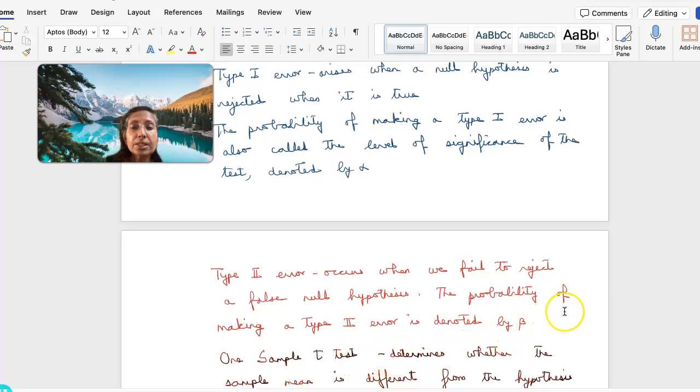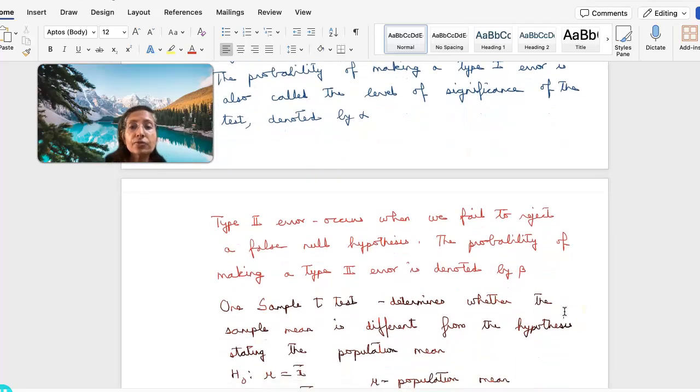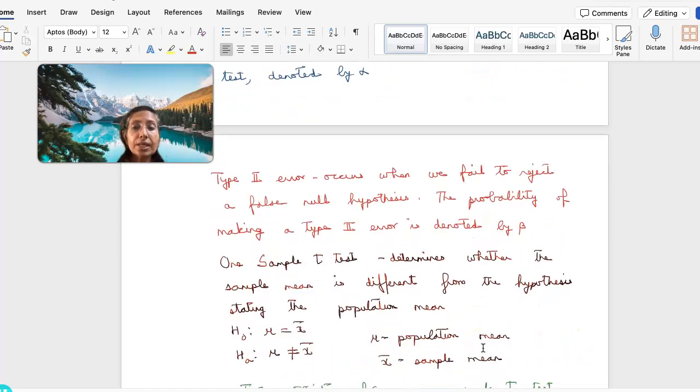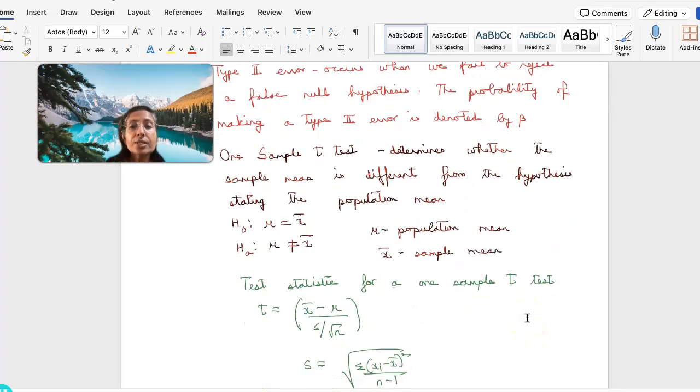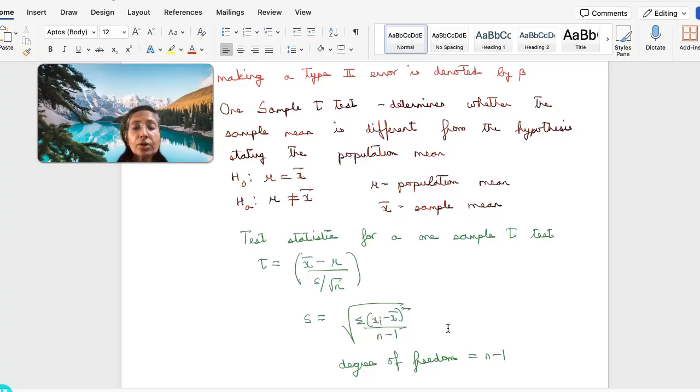Now, a one-sample t-test determines whether the sample mean is different from the hypothesis stating the population mean. So it goes like this: if H0, that is the null hypothesis, is mu equal to x bar, HA can be mu not equal to x bar. So mu is the population mean, x bar is the sample mean. And the test statistic for a one-sample t-test is given by t equal to x bar minus mu by s by root n. And s is, we have already done that before, the square root of summation xi minus x bar the whole squared by n minus 1, and degree of freedom is n minus 1.